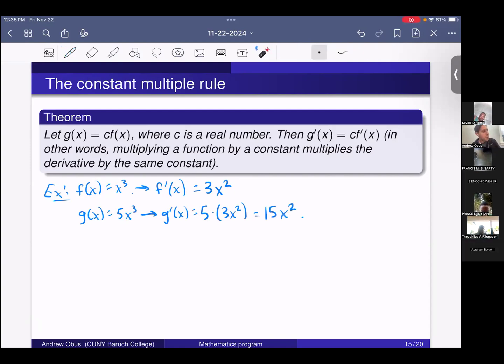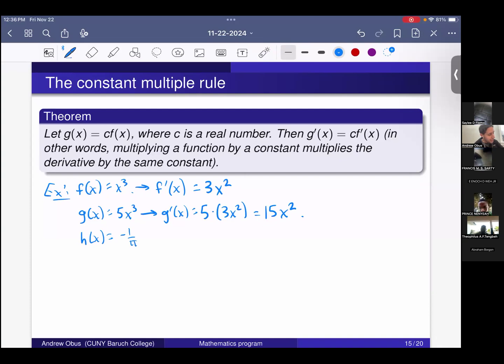Okay? So when we multiply a function by a constant, it multiplies the derivative by the same constant. And again, that constant can be anything. It doesn't have to be a natural number. So if h of x was equal to negative 1 over pi times x cubed, then h prime of x is just going to be negative 1 over pi times 3x squared, or negative 3 over pi times x squared. So all of these, you just multiply the derivative by the same constant. Question?